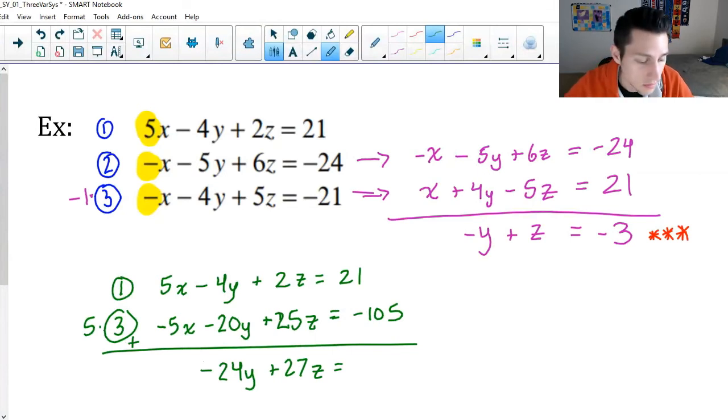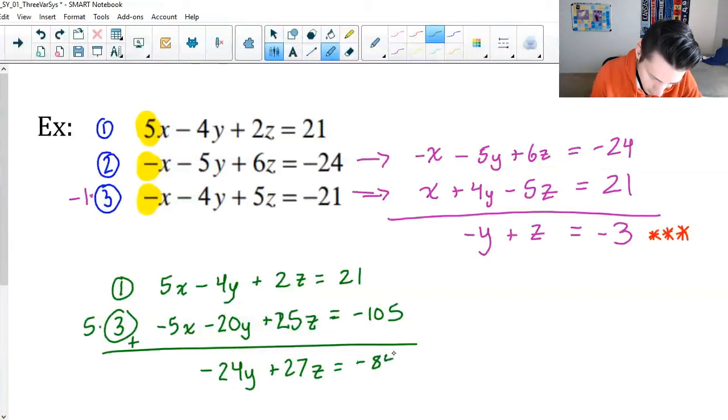What was I doing? Oh, negative 105 plus 21, negative 84. Yeah, negative 84. No, wait. Negative 105 plus 21.